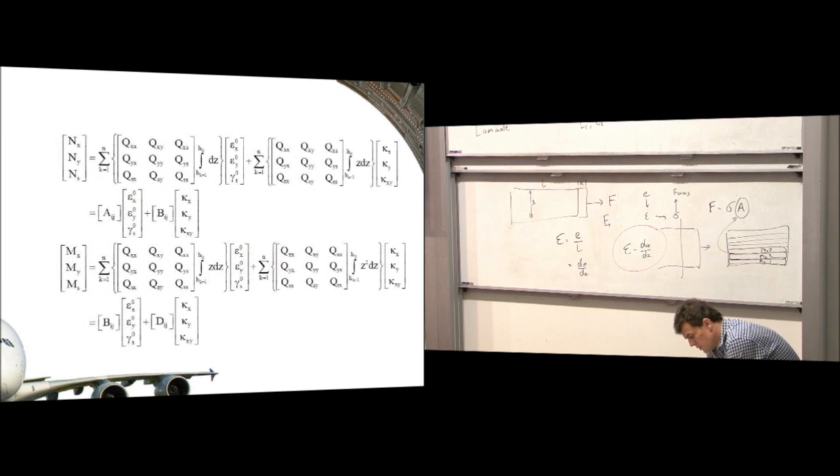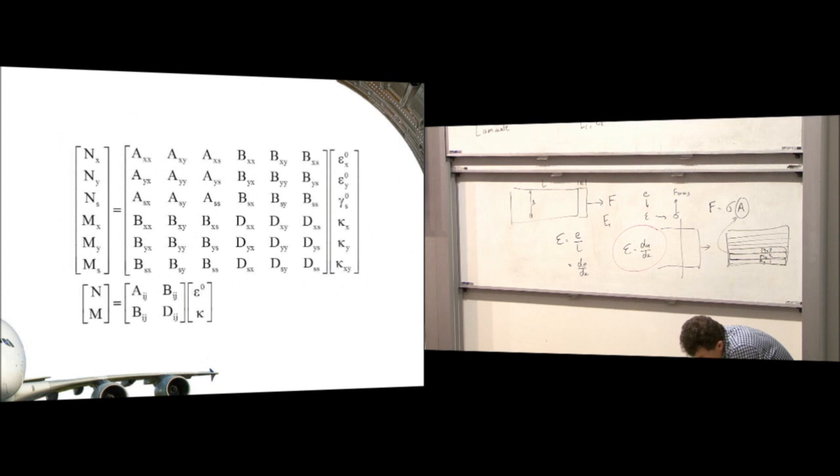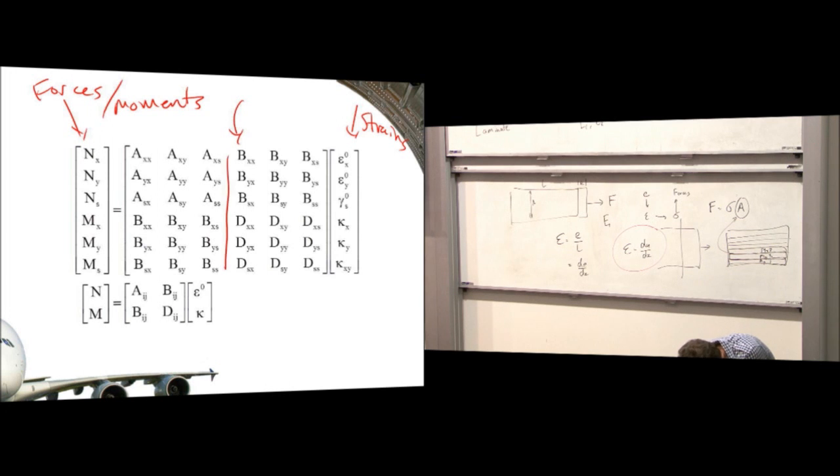Can we see that these formulae are looking quite similar? And it turns out that the combination looks like this. If we put together, this is forces and moments, and this is strains. Now in the middle here, we have something that's like a stiffness matrix. It's not quite a stiffness matrix yet, but it's something like a stiffness matrix.